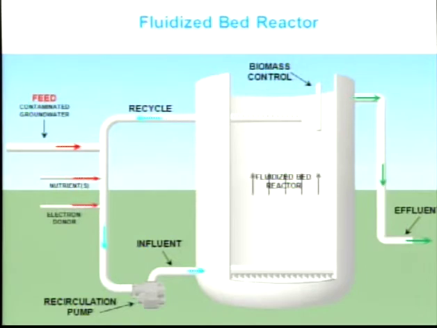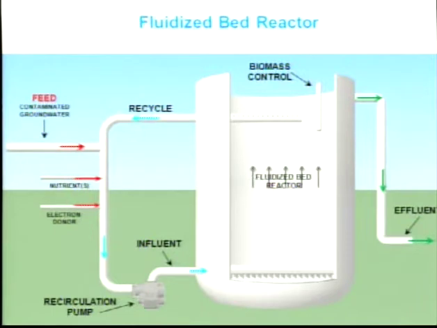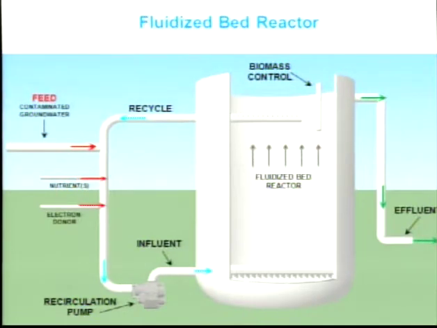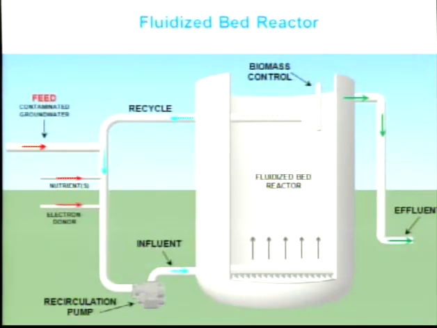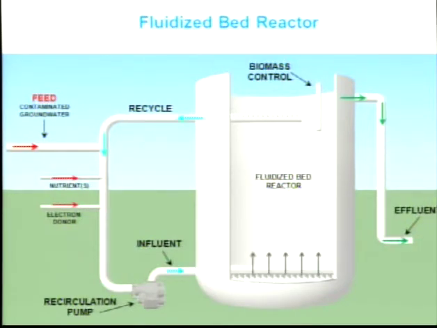And to the left side, you have feed contaminated water coming in, and to the right side, in the green arrows, you have the effluent coming out. It's just a mass balance. But what you have is a recirculation pump, which hydraulically fluidizes the media. And the media has a set specific density. I'll talk about that in a moment, and it allows that media to be hydraulically fluidized at a certain gallon per minute per foot squared.